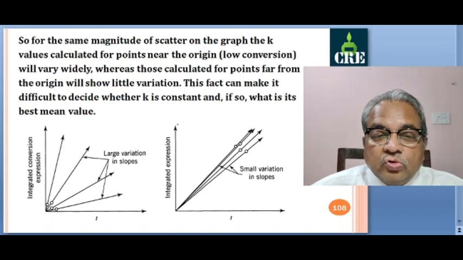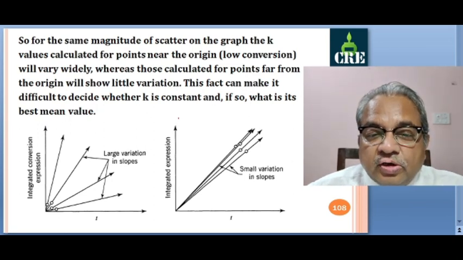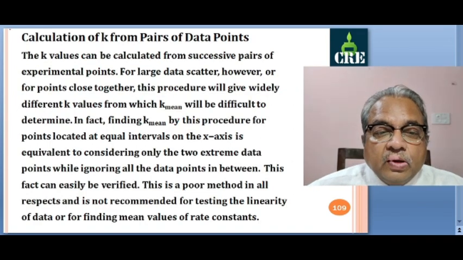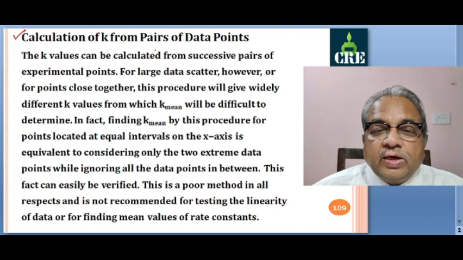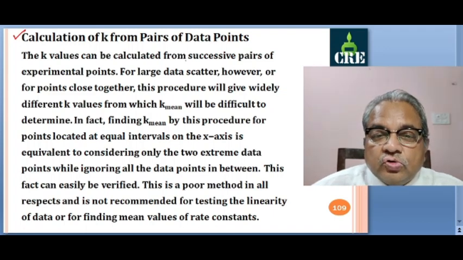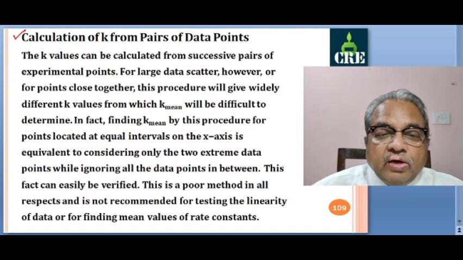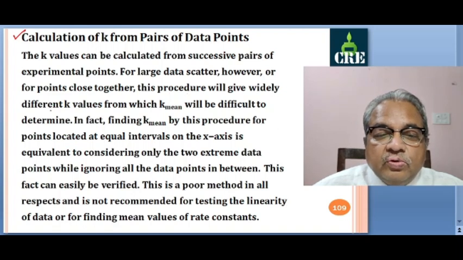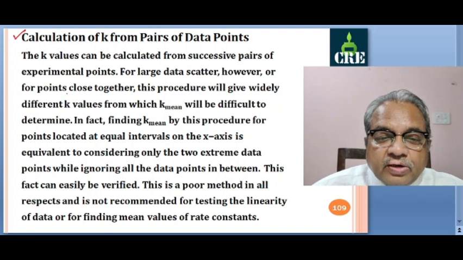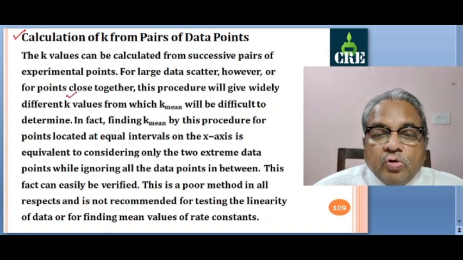So what is the best mean value? It is difficult to judge. Another point, this method is calculation of k from pairs of data points. So you take a pair of data points, and k values can be calculated from the successive pairs of experimental points. For large data scatter, however, for points close to each other, this procedure will give widely different k values, from which k mean will be difficult to determine.